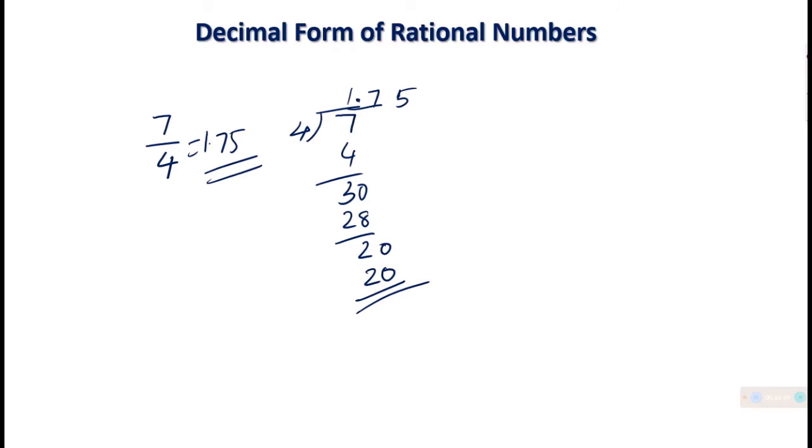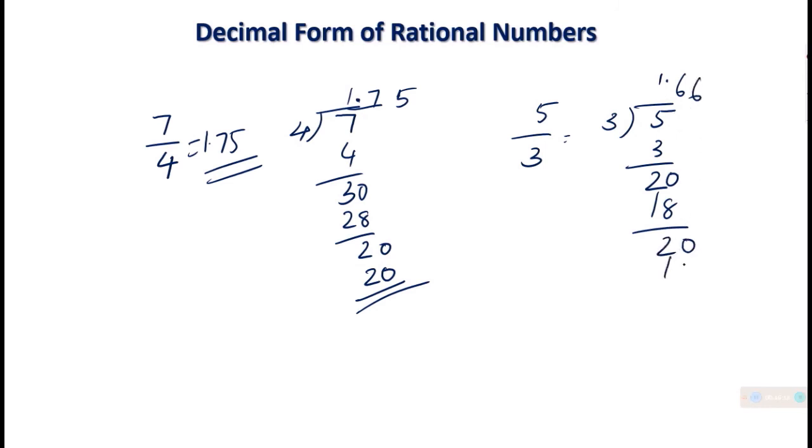Good. Take another example. For example, if I take 5 upon 3, it will be 5 divided by 3. 1 3 is 3, 2. I am taking the easiest example for you. We put a 0, so we have to put a point here. So it will be 6 3s are 18, 2, 20, 6 3s are 18, 2, 20, 6 3s are 18. What is happening, it is 20 again? It is not going to end.